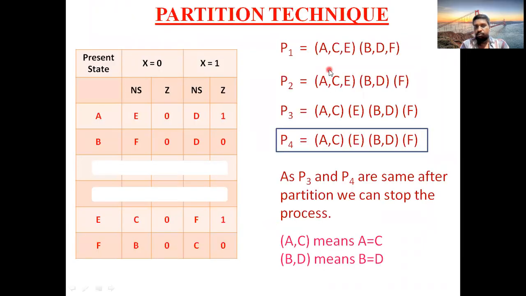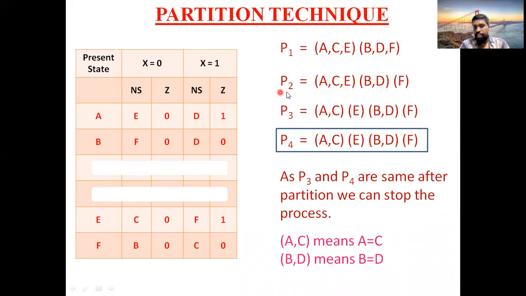So first, step number 1, you should follow the output condition. A comma C comma E are getting the same outputs under x equal to 0 and x equal to 1. Likewise, B comma D comma F are getting the same output conditions under both input values. So the first partition will always be done on the output conditions.